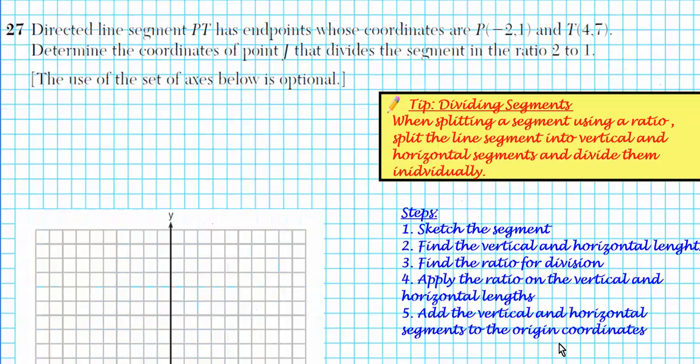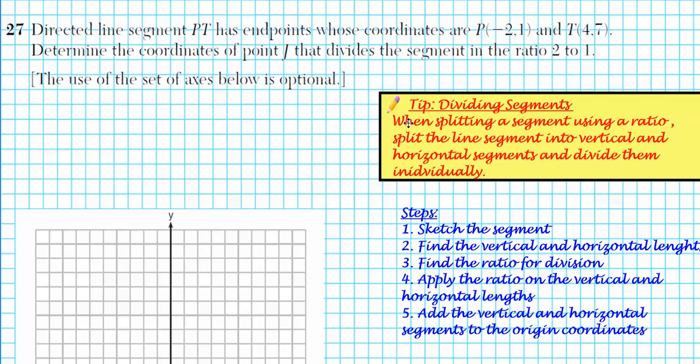Okay. All right, let's take a look at question 27. It says a directed line segment PT has endpoints whose coordinates are P negative 2, 1 and T 4, 7. Determine the coordinates of point J that divides the segment in the ratio 2 to 1.